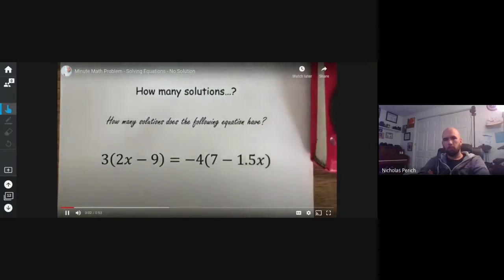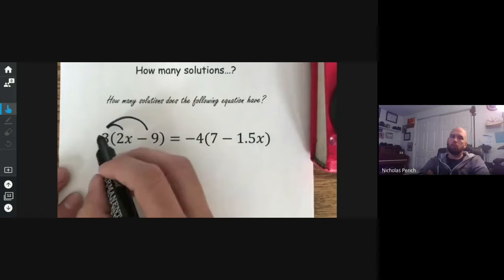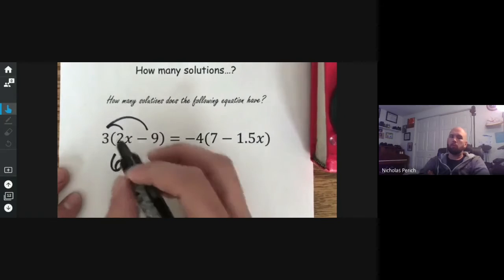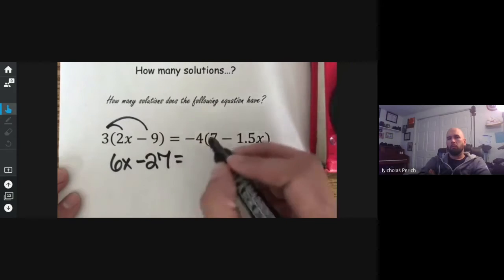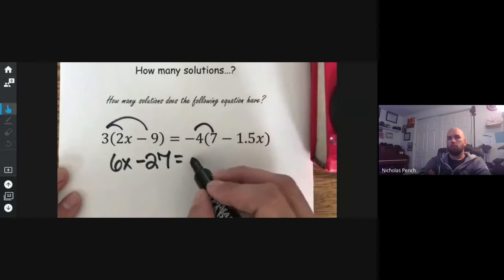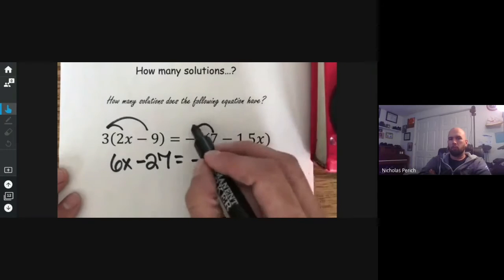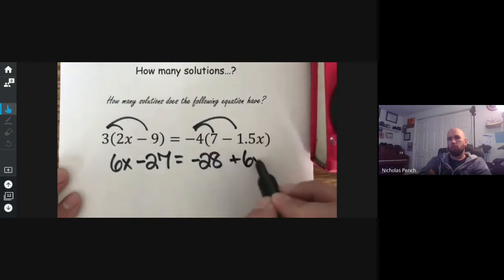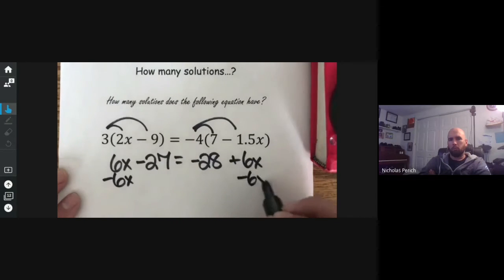All right, how many solutions does this equation have? We have double distributive properties, so we've got to do this one quickly. 3 times 2x, 6x. 3 times -9, -27. Drop down the equals. -4 times 7 is -28. -4 times -1.5x is positive 6x. You have a 6x on the left, you have a 6x on the right. If you subtract 6x, they will both disappear.